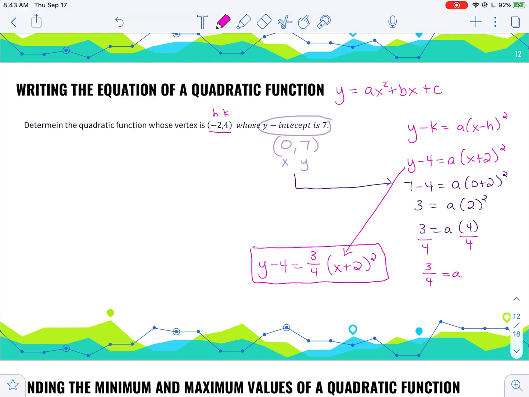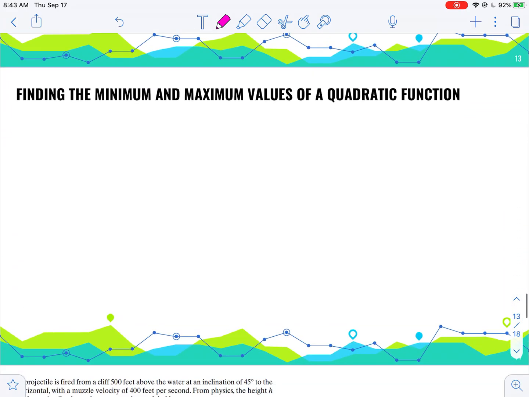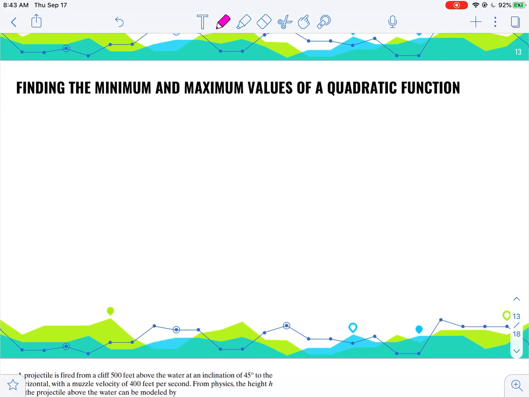Another way is, well, I guess we would need 3 points. So if I wanted to put it back into standard form, I could FOIL that out and solve for y, but that would work for the equation of this parabola.